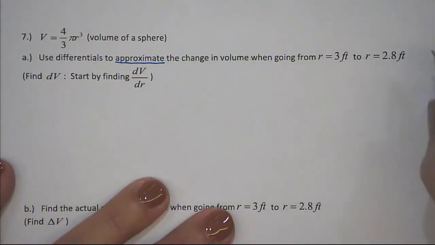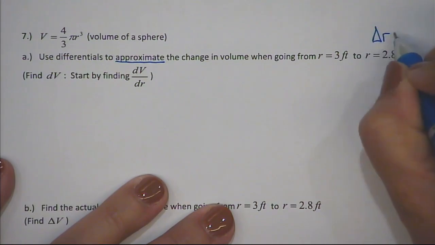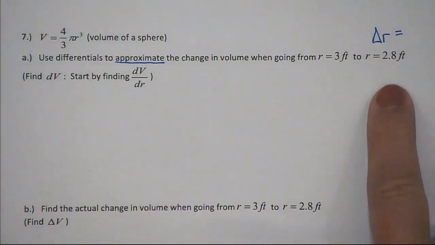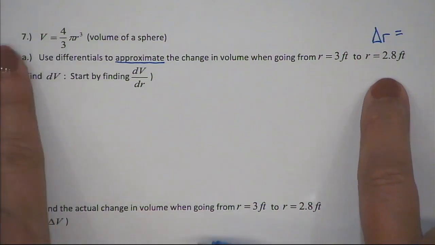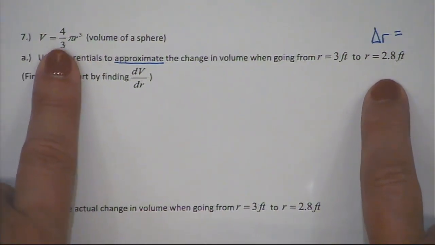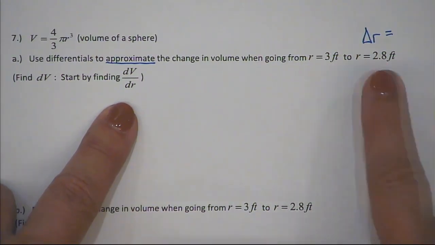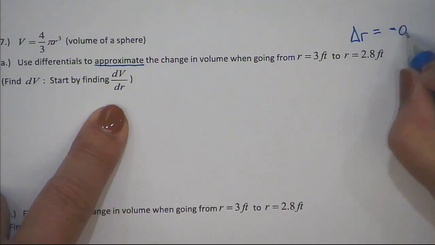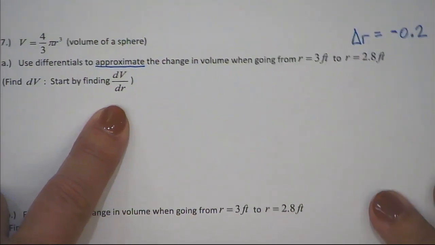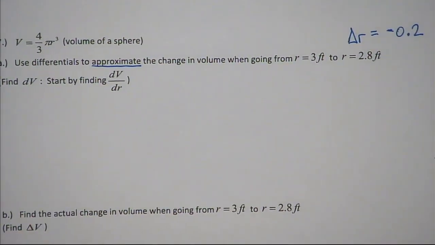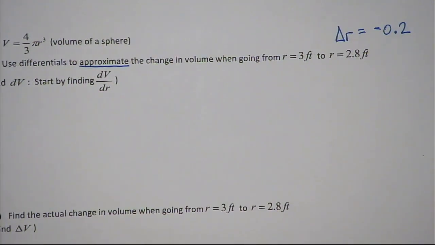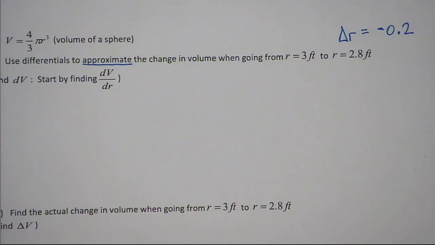So what is delta r? We're not doing x's and y's, we're going to do delta v and delta r, right? Because we got v's and r's in front. So how much did we change from 3 to 2.8? Negative 0.2. We went down. All right. So use differentials.